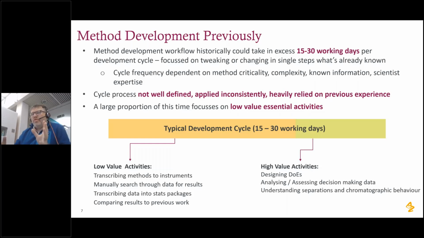And when we looked at this, when we split this down into a typical development cycle, we actually saw that about 3/4 of the work we did was spent churning through the things that we had to do but weren't actually giving us any value. So these were things like transcribing instrument methods onto the instrument so that the instrument could run, manually searching through data and processing that manually, and putting that manual transcription then into the statistical package or the modeling software itself.